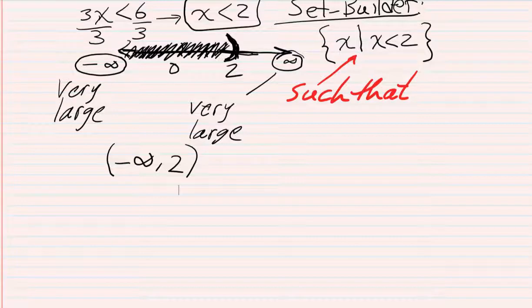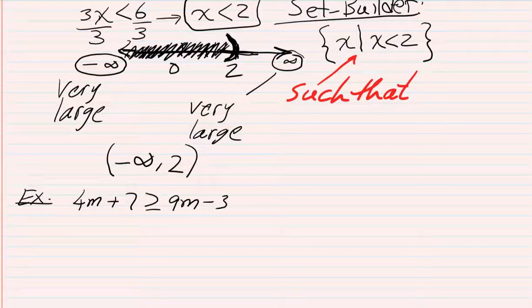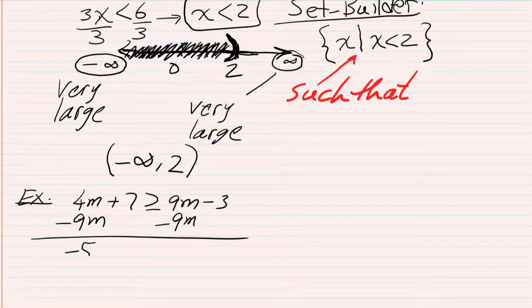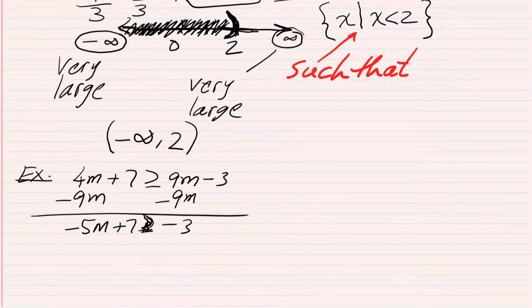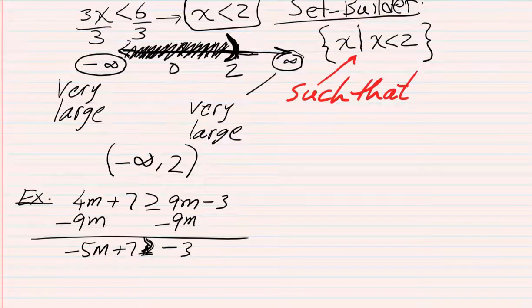In this another example here, suppose this time I have 4m plus 7, greater than or equal to 9m minus 3. So to isolate m, I'm going to subtract 9m from both sides. I like having the variable on the left side. So that's negative 5m plus 7 greater than or equal to negative 3, right? Let me fix this one up. There you go.